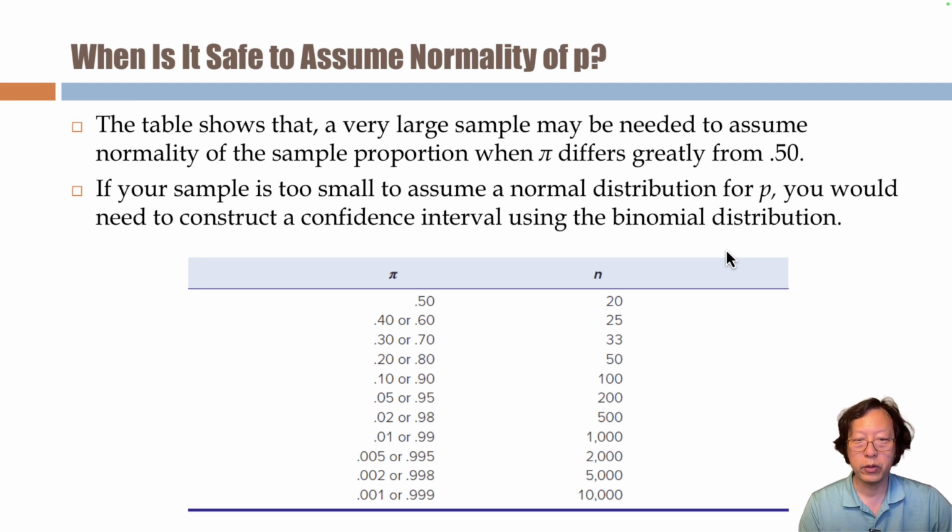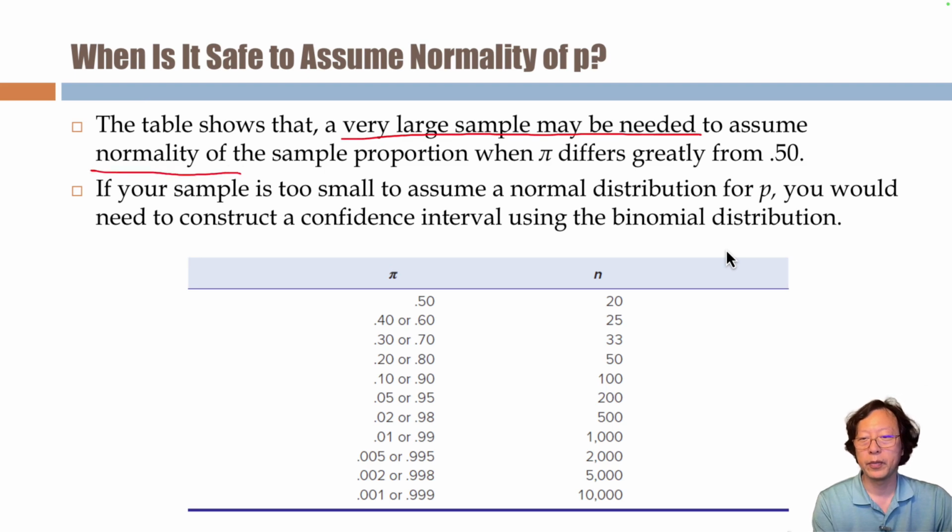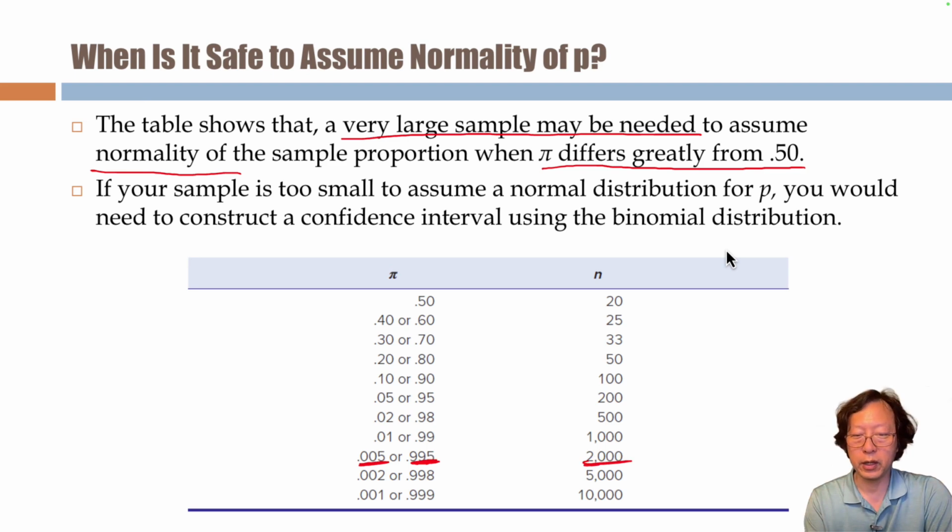Okay, so the table shows a very large sample may be needed for assuming normality when the pi differs greatly from 50%. So if your sample is too small, this is the required sample size. If the pi is really small or really big, which means it's skewed, we need a lot of sample size. But if it's not skewed, it's symmetric, I don't need a lot of sample size to justify the normality.